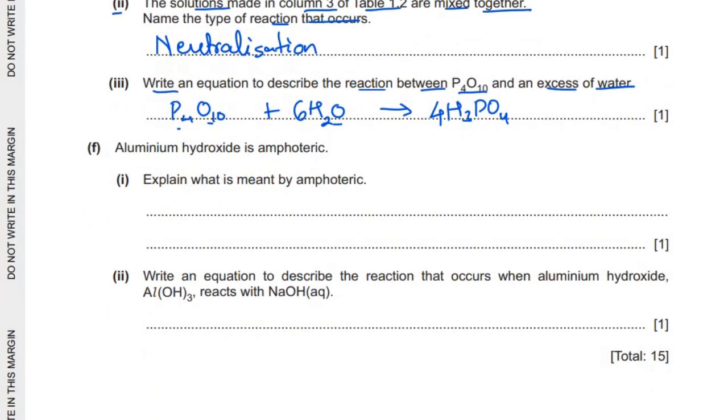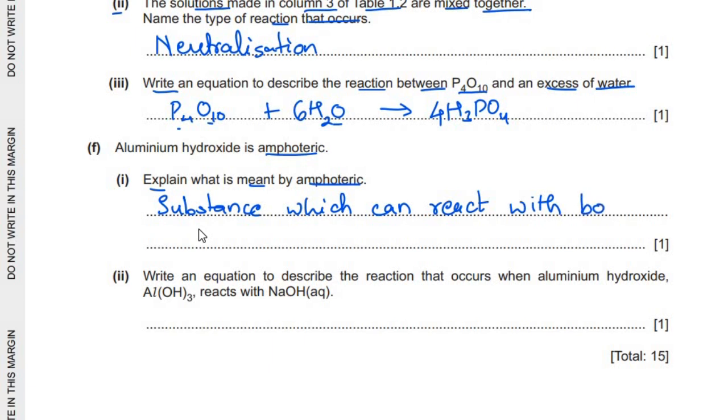Okay, the next part is aluminium hydroxide is amphoteric. Explain what is meant by amphoteric. You can describe amphoteric substances as the substance which can react with both acids and bases. So amphoteric substances react with both, so you can say that it has both acid and base character.